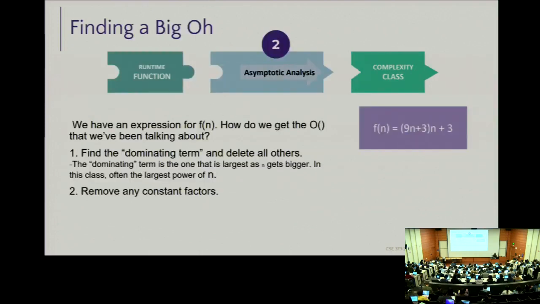So what does this mean? Let's say we have a function that looks like this. I don't know what code this necessarily came from, but you could imagine maybe we've got a loop that has like 9 things inside of it.